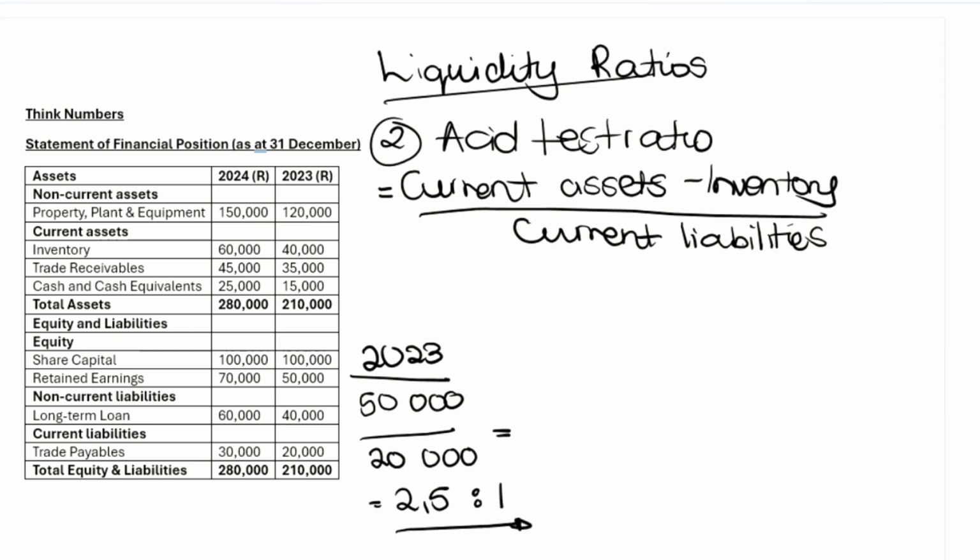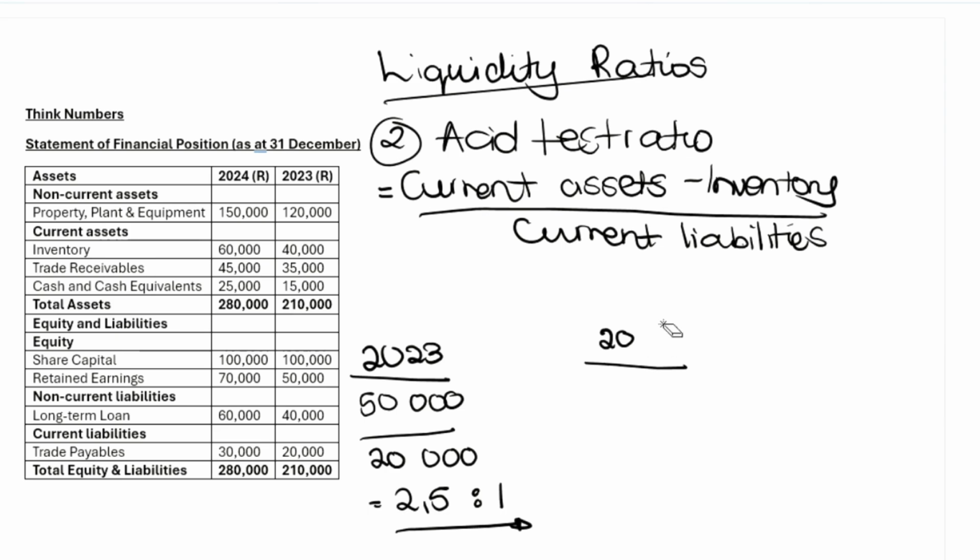So now when we compare our current ratio to our asset test ratio, you will see that the removal of inventory has a really drastic effect on our ratio, because now we are at 2.5 is to 1, which is still positive because it means we can utilize our current assets without inventory at least 2.5 times in order to pay off our current liabilities.